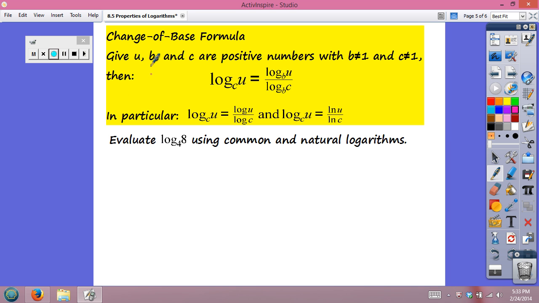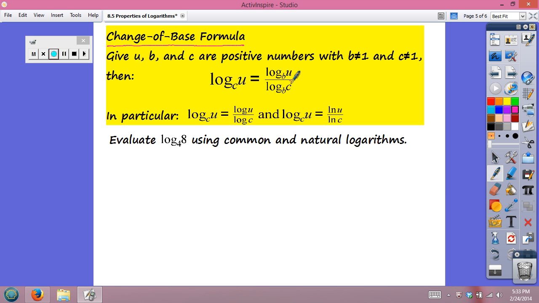Last slide is taking a look at something we like to call the change of base formula. Now this is pretty cool because before we did not have a way to evaluate just any expression with log, but now we can. So if you have a u, b, and c that are all positive numbers with b and c both not equal to 1, then we can say log base c of u is equal to log base b of u divided by log base b of c.